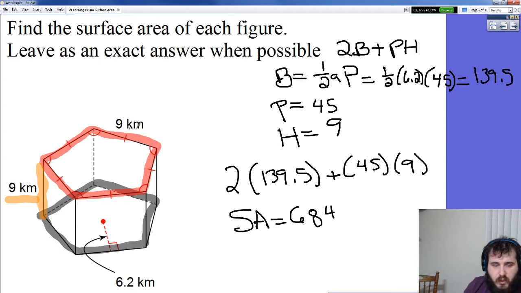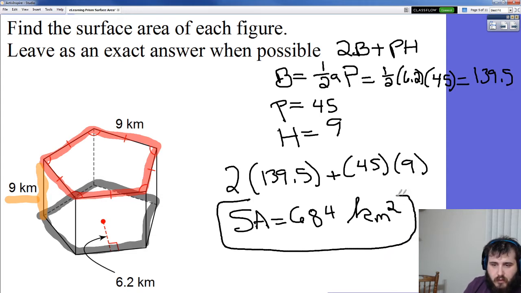684. My length units are kilometers, and I'm talking about area, so it's going to be kilometers squared. Final answer right here. So step 1 is find the area of your base.